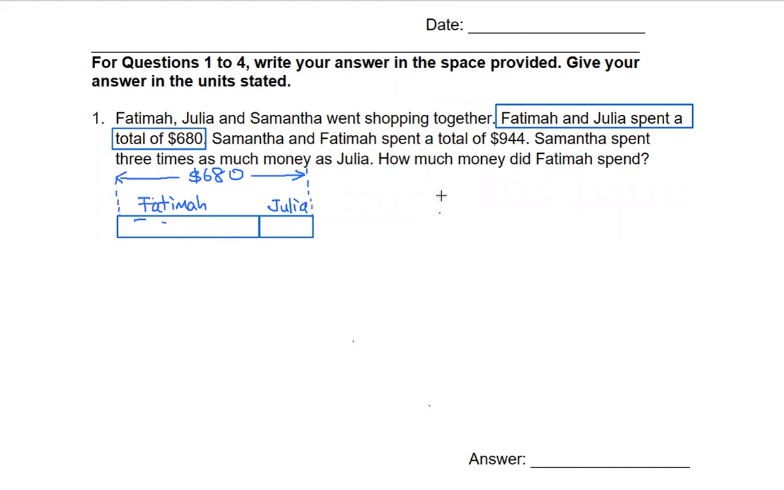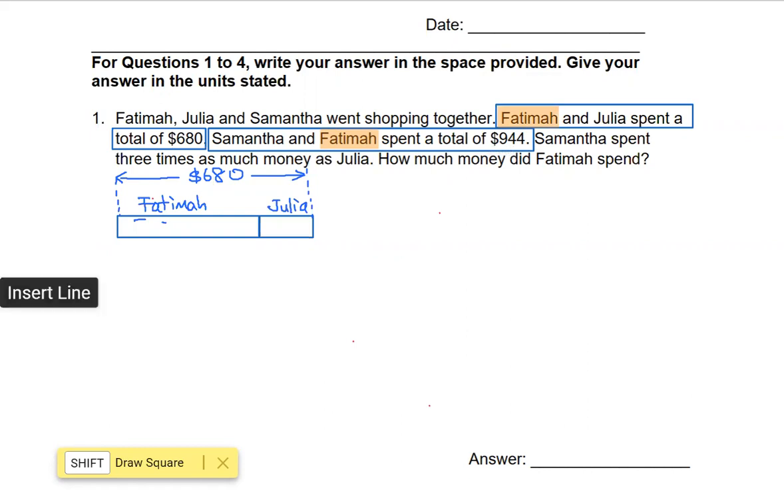Okay. Now the next sentence says, Samantha and Fatima spent a total of $944. Now this is an interesting sentence. Did you notice that there is a repeated person, Fatima? Fatima and Julia spent 680. Samantha and Fatima spent 944. Because there's a repeated person, when I'm drawing the model, I will want to put the repeated person in front. Put them above each other so that I can compare them easily.